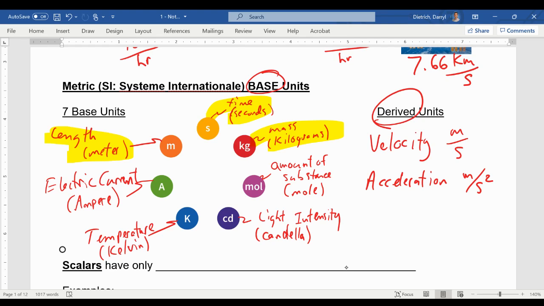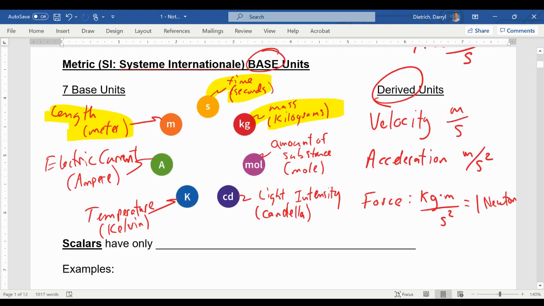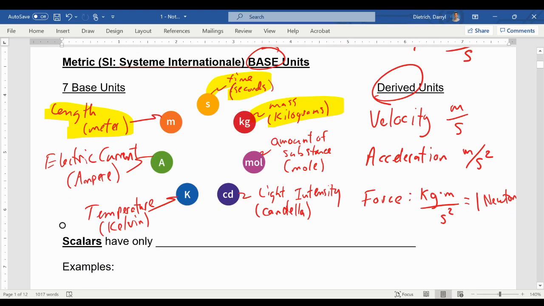Okay, and the last one I'll put on here is one that pertains to dynamics and forces. When we get to talking about dynamics or forces, they are made up of kilograms times meters per second squared. This is also known as a Newton, named after that famous scientist, Sir Isaac Newton. Okay, so we'll get to those as we go throughout our year here.